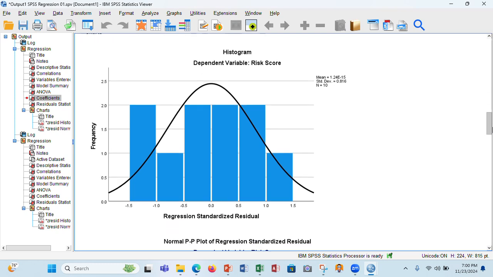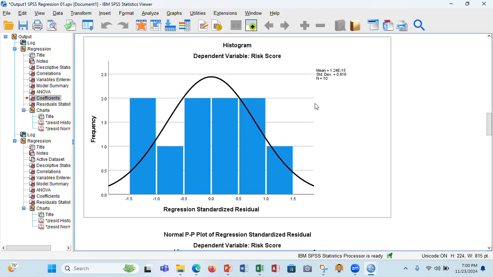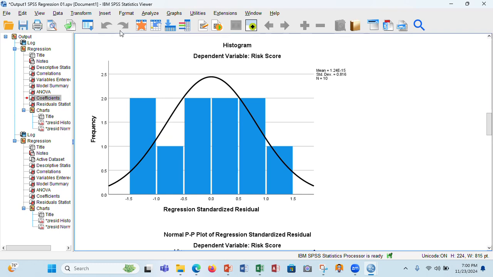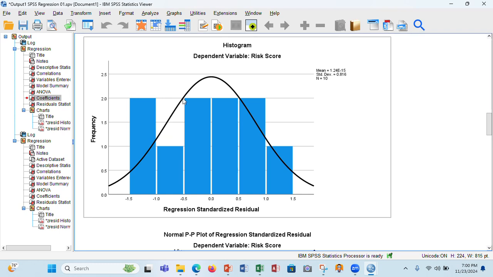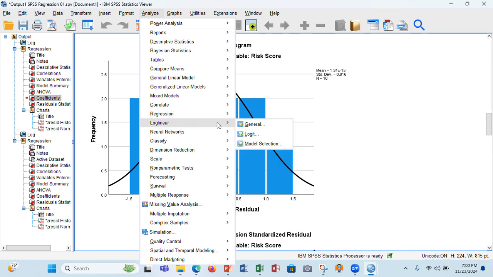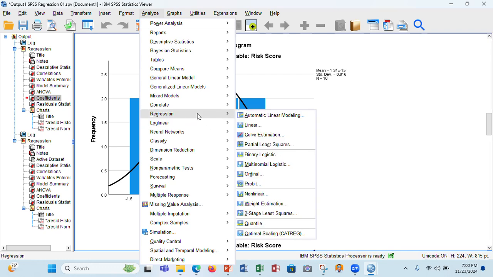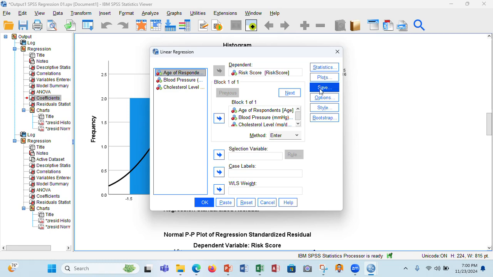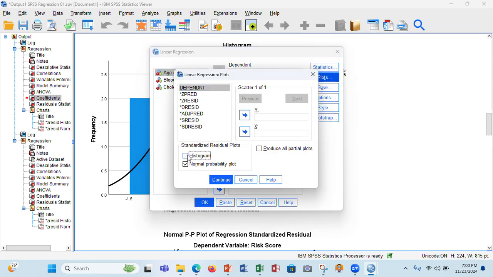graph for the histogram. This is the histogram. Remember, we ran our data in analyze, we went to regression. Then after going to regression, we selected linear. Then after selecting linear, that's where we started to say, let us plot our data but include the histogram. That's how we went to include the histogram and also the normal probability plots.